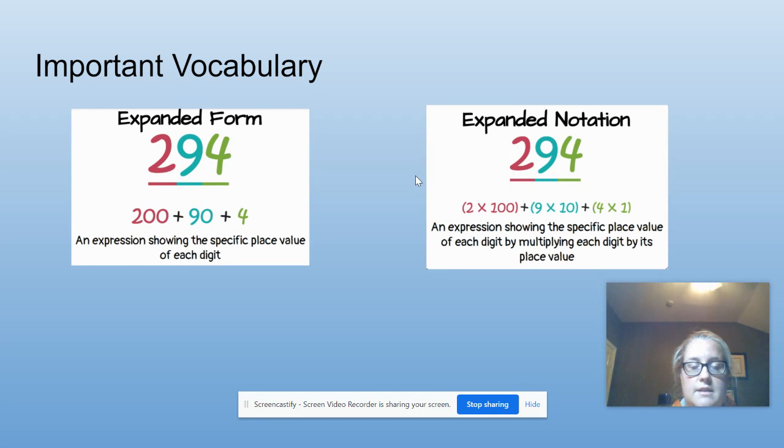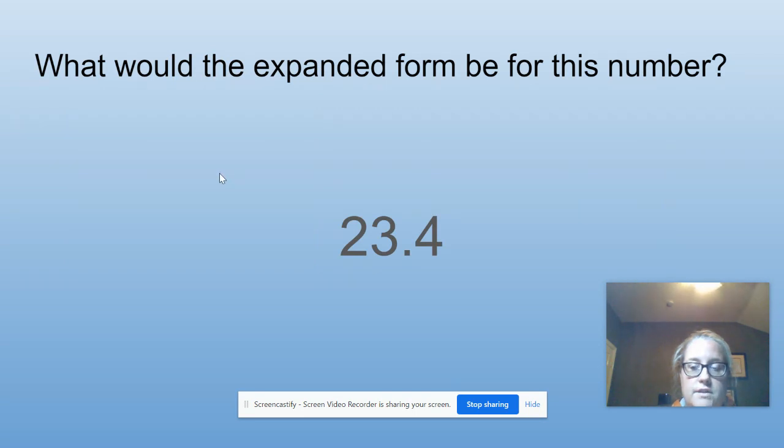So today what we're going to do is I'm going to look at a couple of different numbers, and we are going to use place value discs and a place value chart to help us make the number in expanded form and in expanded notation. Are you excited? Are you ready? Here we go. So our first example we're going to look at is this number. The way that we read this number is 23 and, because remember a decimal says and, 4 tenths. My question to you is, what would the expanded form be for this number? So before I click to the next slide, I want you to think about that. What would the number 23 and 4 tenths look like in expanded form?